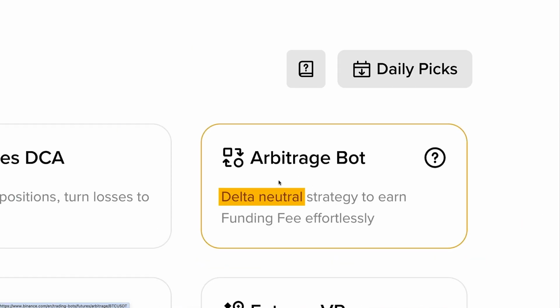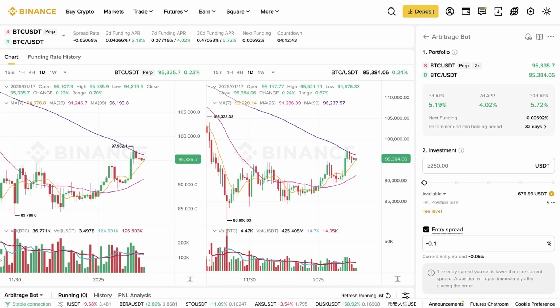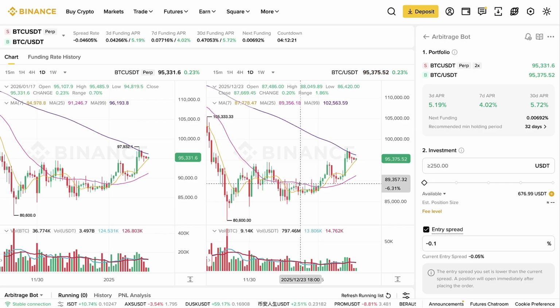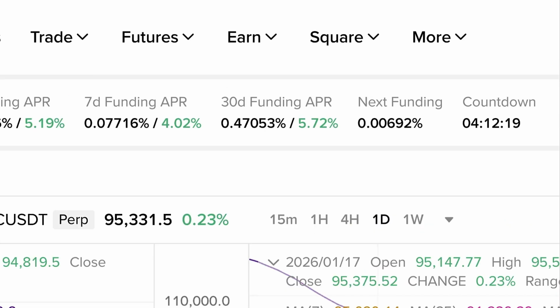And here this delta neutral simply means that it's a price neutral arbitrage strategy, which means that you don't need to care if the price of that asset goes up and down, because you are long on the spot and short on the futures. So the price movement is not supposed to affect. The only thing that is supposed to affect is of course the funding fee. Let's have a look at what kind of opportunities are here with this arbitrage.